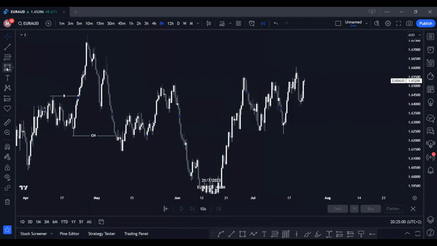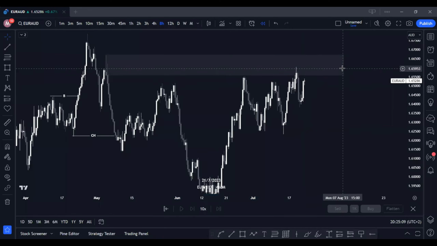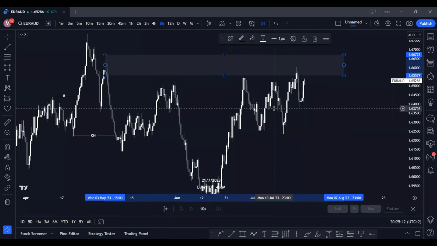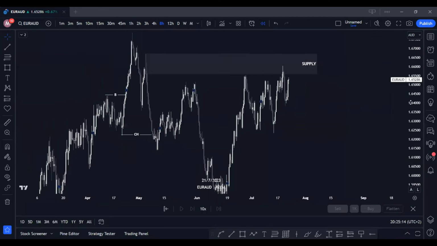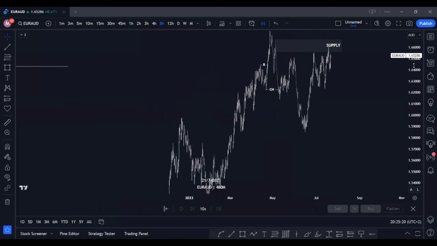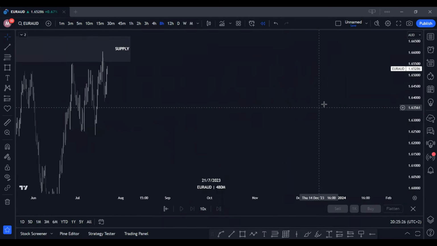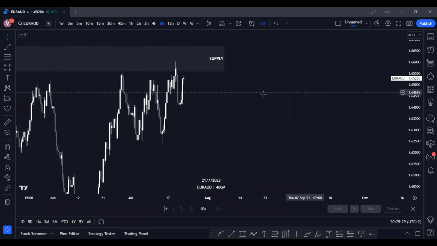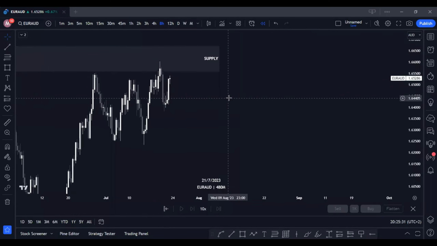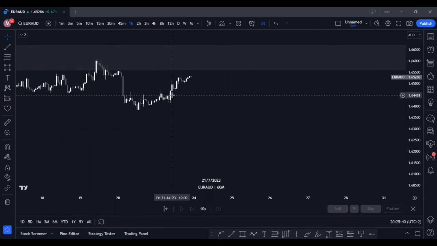We have this beautiful supply zone that has been unmitigated, and price, as you can see here, has just mitigated it. Okay, this is going to be our supply zone that we are going to be looking to take our selling opportunities from, down to our demand zone here. Okay, so immediately when price taps us into our supply zone, or any other demand zone or a golden zone, what do we look for? We look for confirmation entries. Okay, so let's just scale down into our lower time frames and see what we have.